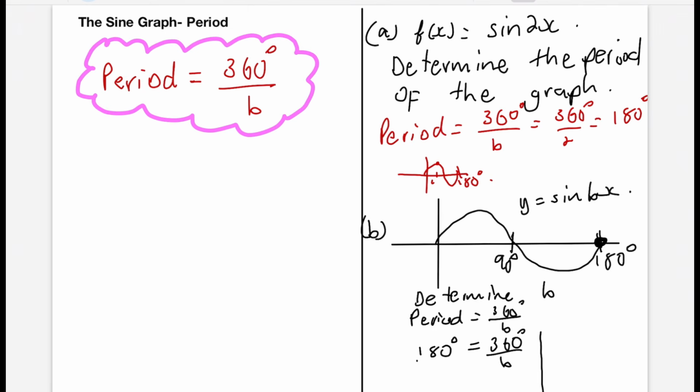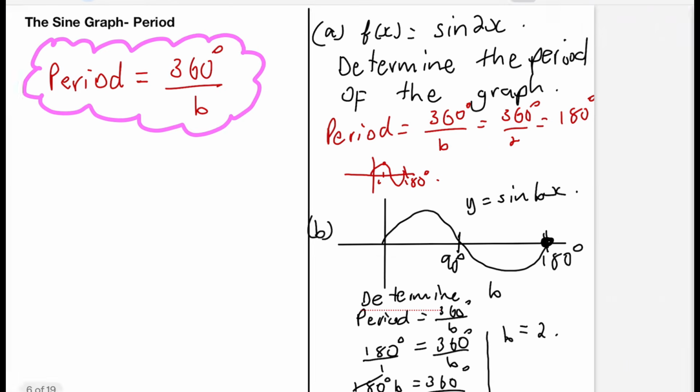Now by cross multiplying here, remember I've got two fractions separated by an equal sign, so I'd cross multiply. 180 times b would be 180b. 1 times 360 would be 360. In order to solve for b, I can divide both sides by 180. This gives me that b is equal to 2 because 360 over 180 is 2. Okay, so this is the kind of question they could ask you regarding the period of the graph.